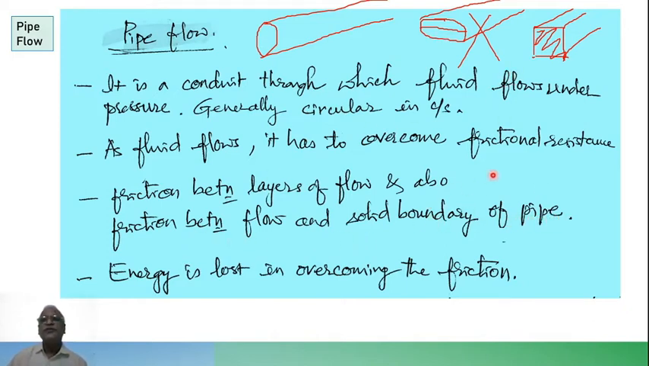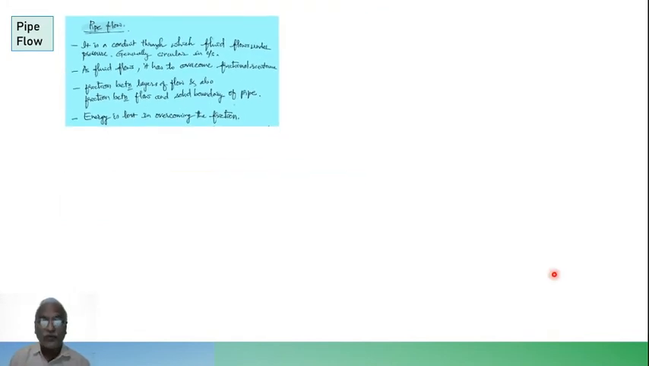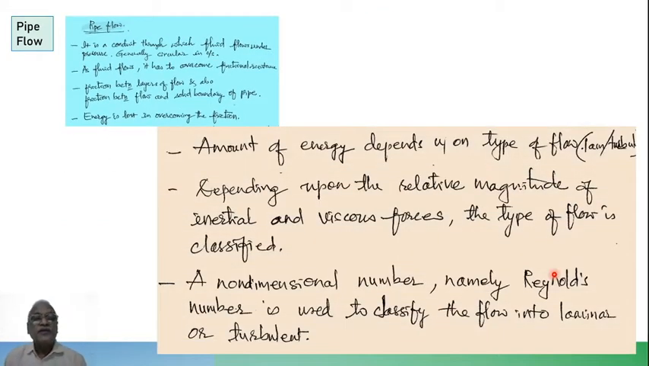In doing so, obviously there will be energy lost. That is what we said, energy loss in pipe flow. Energy is lost in overcoming the friction. Then what? The amount of energy that is lost depends upon the type of flow. What type of flow? Whether it is laminar flow or turbulent flow.